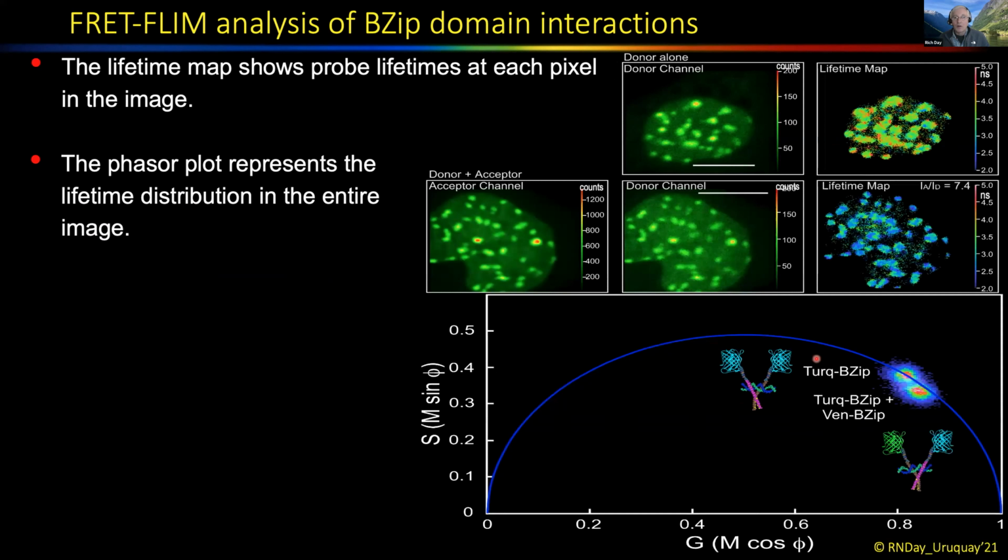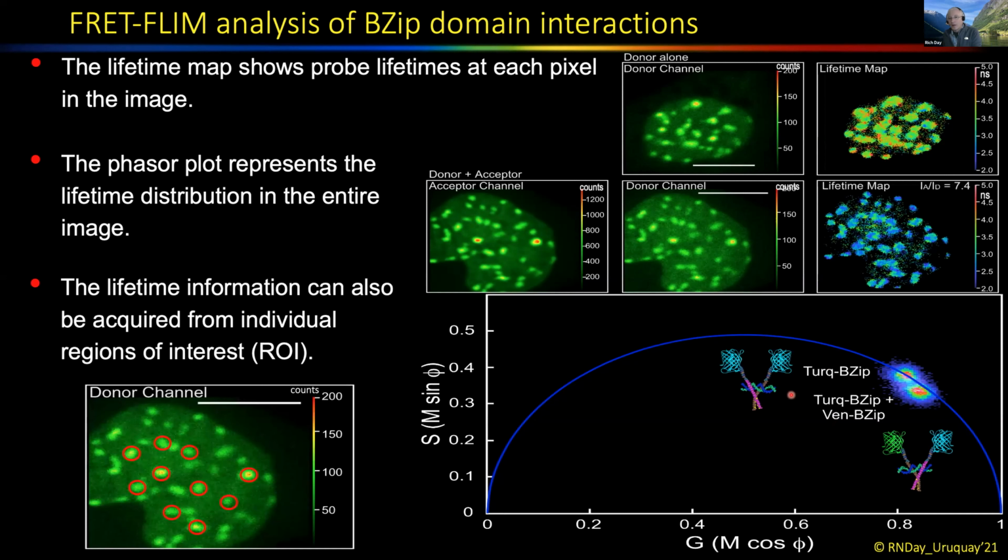If we then co-express it with a yellow fluorescent protein, Venus, tagged to the BZip protein as well as turquoise, we now have the acceptor channel, the donor channel, and the lifetime map. And you can see the distribution of lifetimes has shifted to the right, moved inside the semicircle, indicating FRET, showing us that these proteins are indeed dimerized. What you'll also notice is we really only detect proteins dimerized in heterochromatin. The protein outside those regions does not FRET.